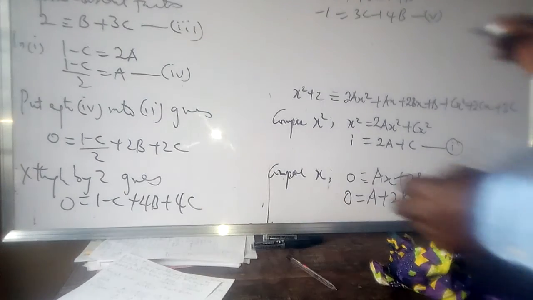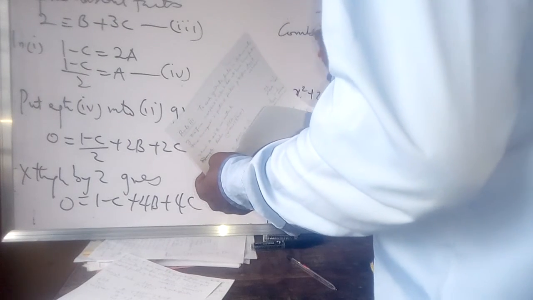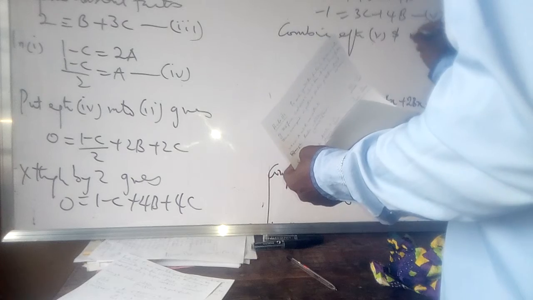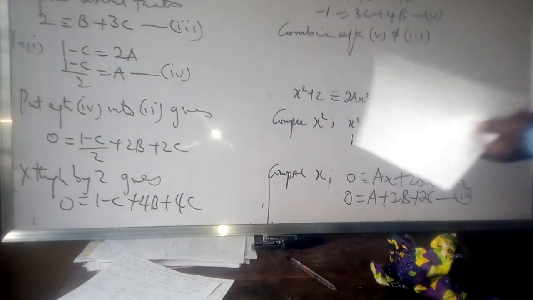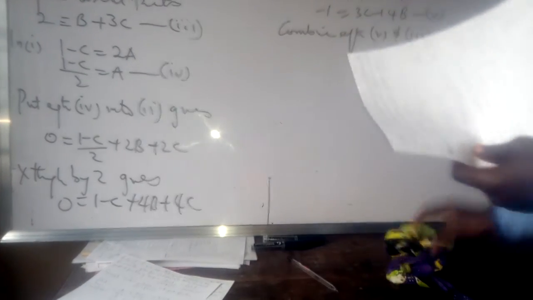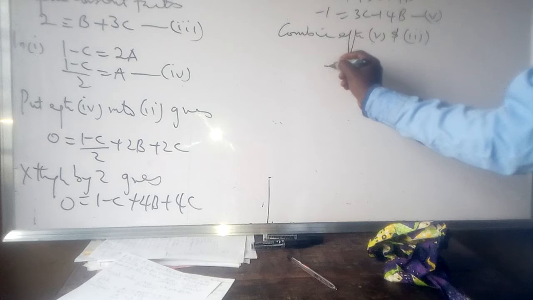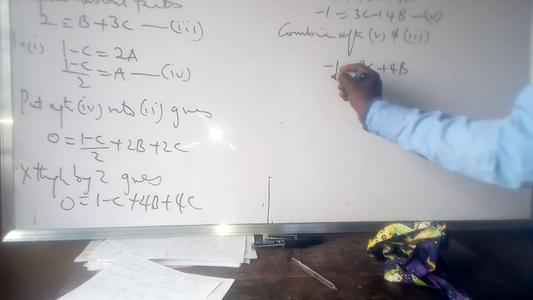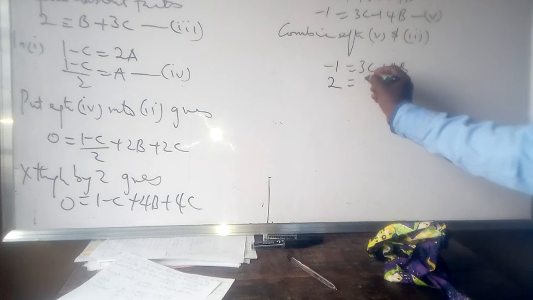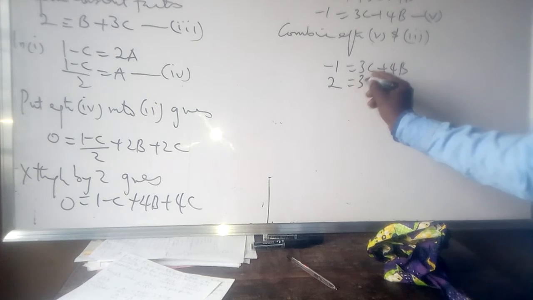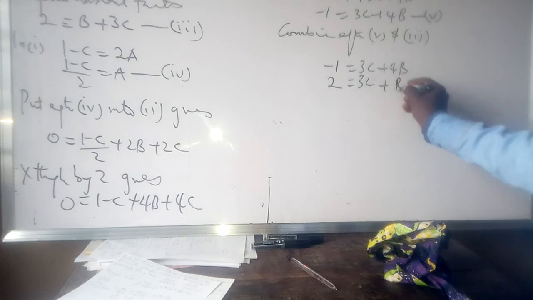So we now combine equations 5 and 3 together. What do we have? Minus 1 is equal to 3c plus 4b. The other one is 2 is equal to b plus 3c, so we can write this one as 3c plus b.